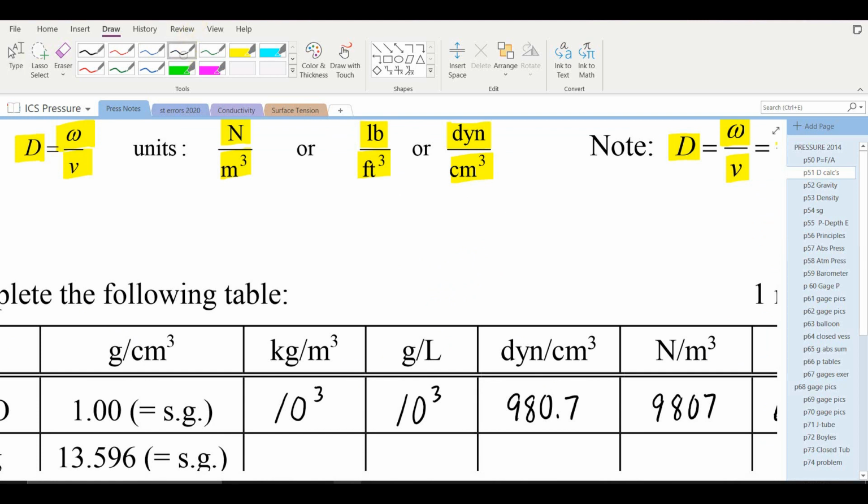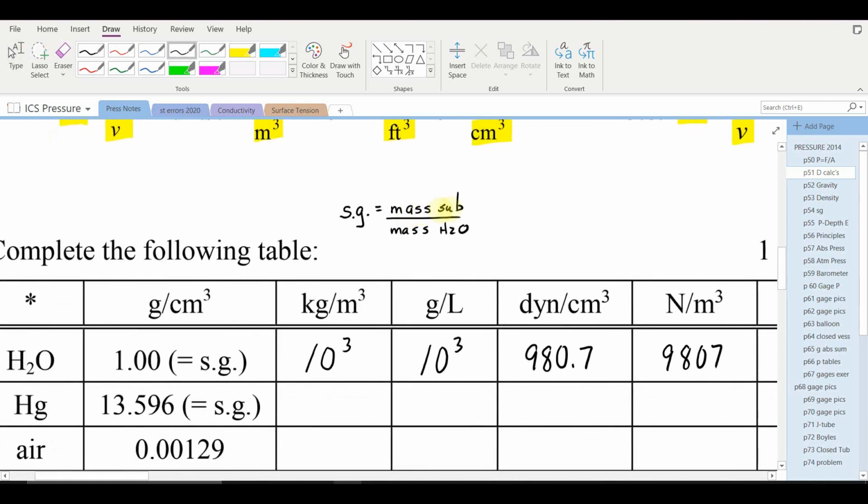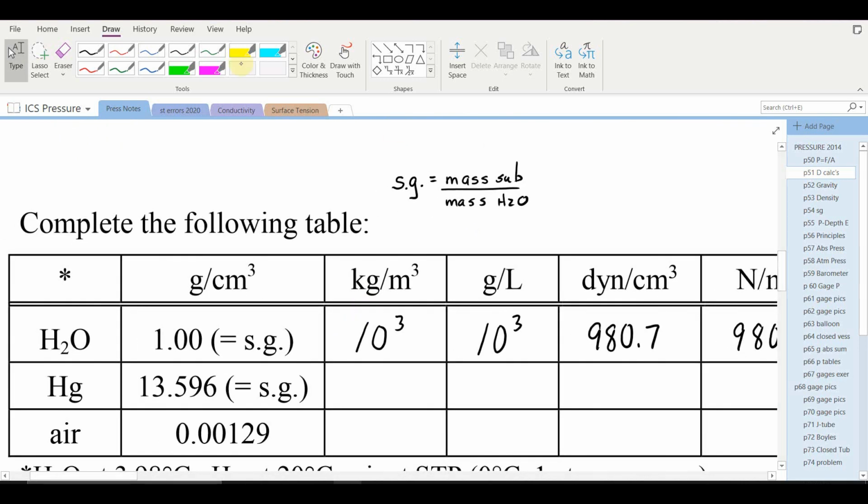Let's digress for just a second and talk about specific gravity. SG is defined as the mass of a substance divided by the mass of an equal volume of water. So in the case of water, if we're dividing the mass of water by the mass of water, then of course the specific gravity of water will in fact be 1.